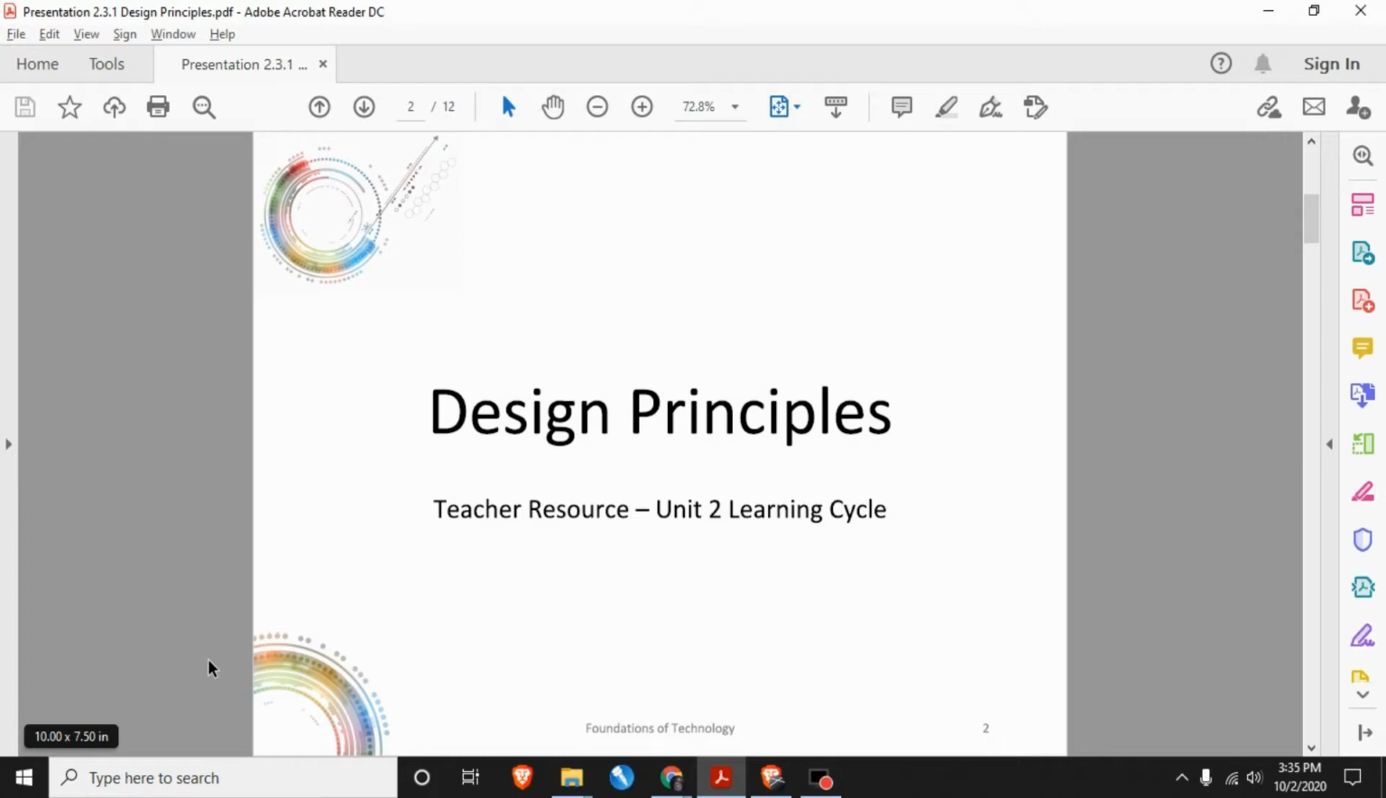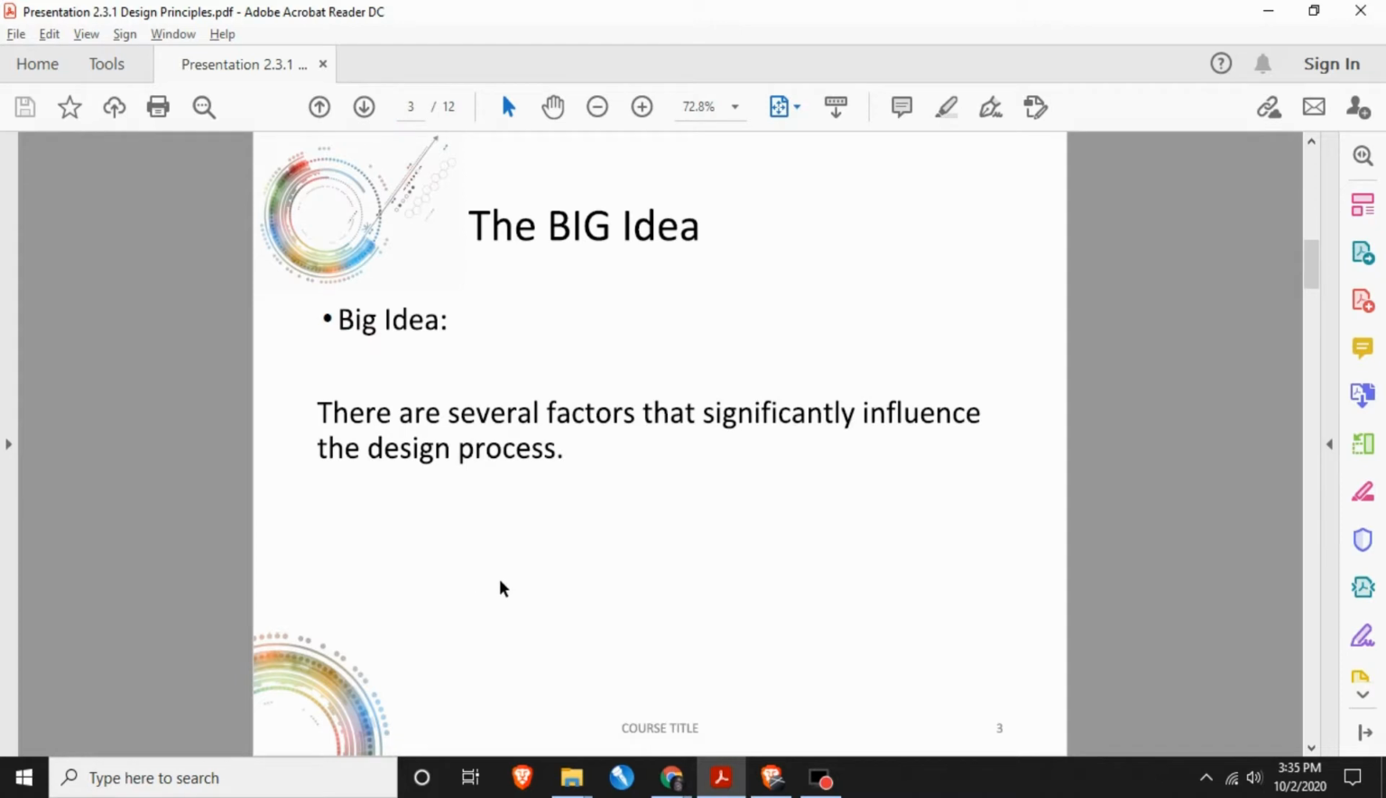So let's say that we were given a scenario. We were asked to do something like design a car. That's the problem. We've gone through and we've started brainstorming some ideas, and we're narrowing down these ideas and also working towards generating our actual solution. And so we have to take into consideration design principles. There are several factors that significantly influence the design process.